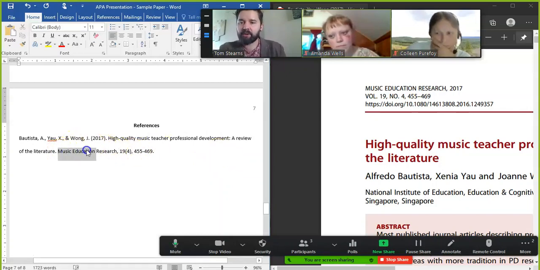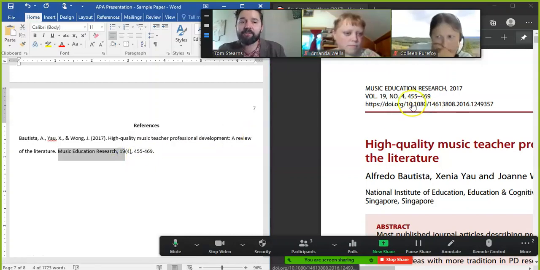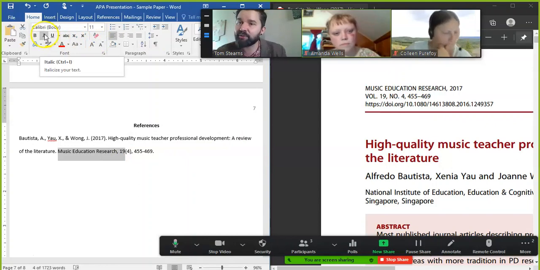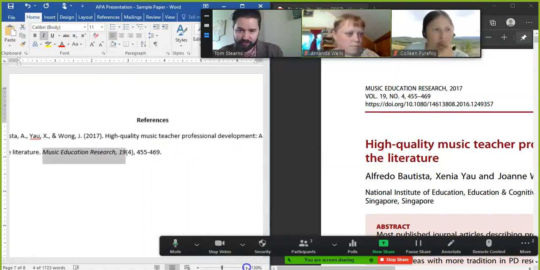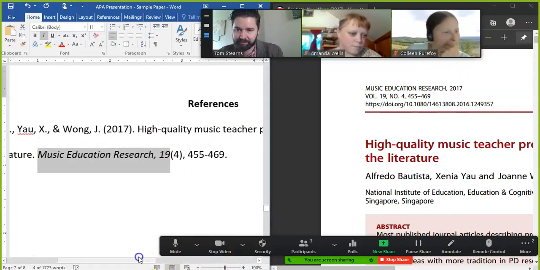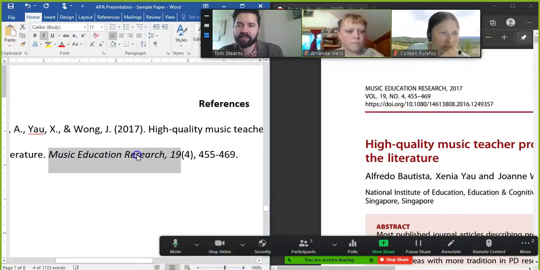Now before I move on though, I need to make sure that I put my title in italics and the volume number in italics, but not the issue number. So it's going to look like that, and I'll zoom in on this one too just so you can really tell the difference here. So title is in italics, the volume number is in italics, but the issue number is in parentheses, none of that's in italics.